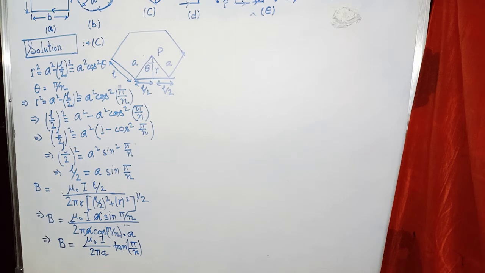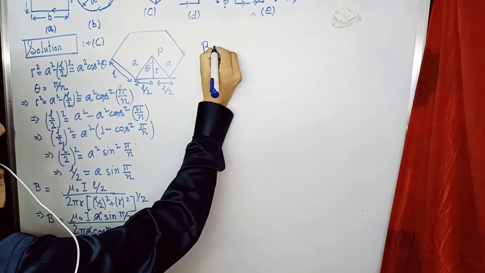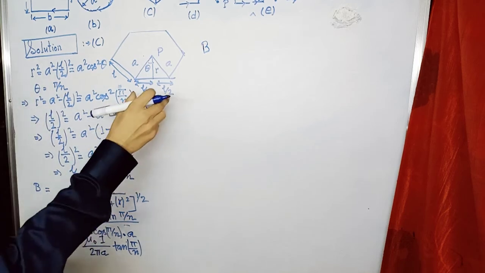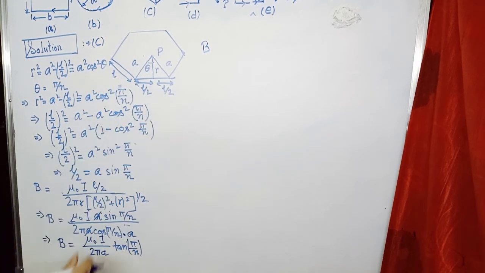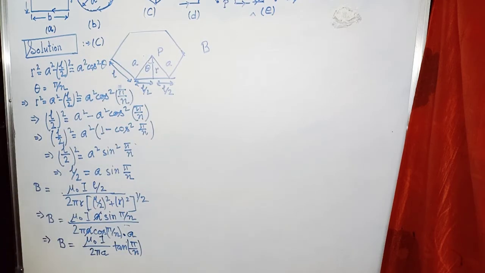We can solve this question in another way also. For that method, we'll use this formula B. Now this is the magnetic field for just one side. If the total polygon has n sides, its net magnetic field B net will be equal to n times mu naught I divided by 2 pi a tan pi by n.